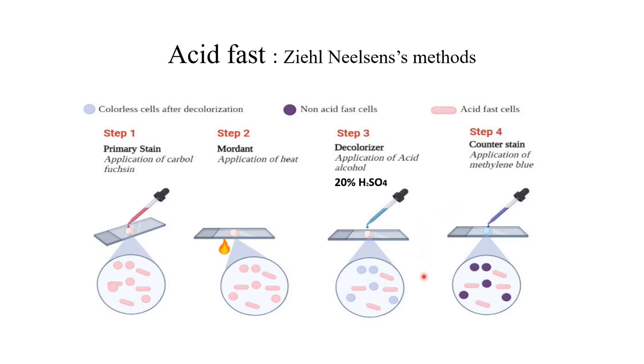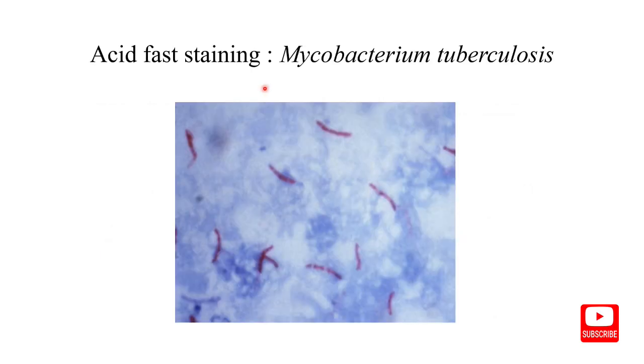The peculiarity of acid-fast organisms is that they resist decolorization with acid alcohol or sulfuric acid. So the acid-fast organism will be seen in red color, the color of carbol fuchsin, and the non-acid-fast organisms will appear in blue color, taking the color of methylene blue. So this is the acid-fast staining of Mycobacterium tuberculosis. Here we use 20% sulfuric acid as the decolorizing agent.